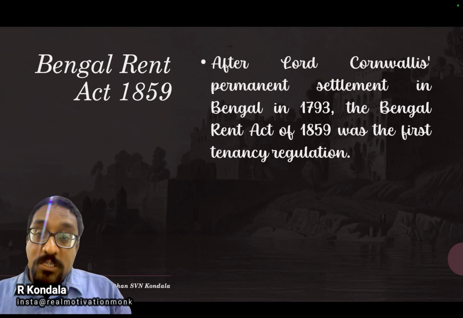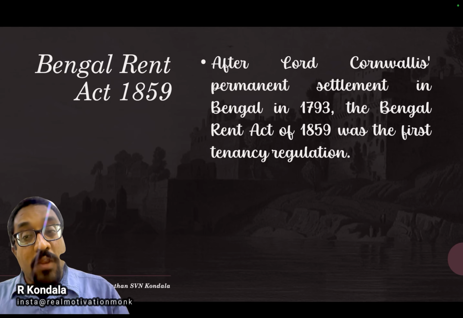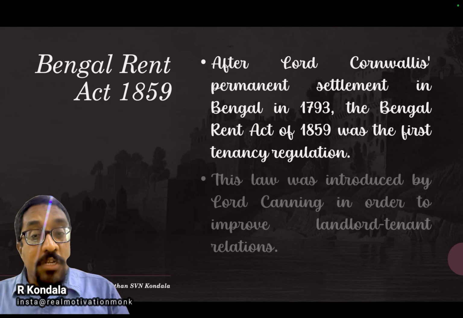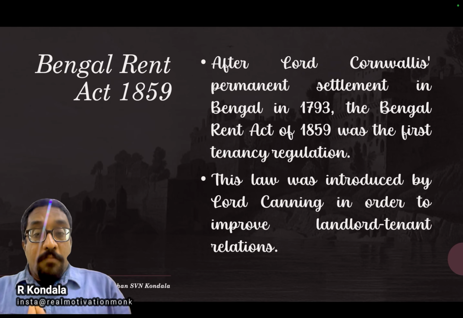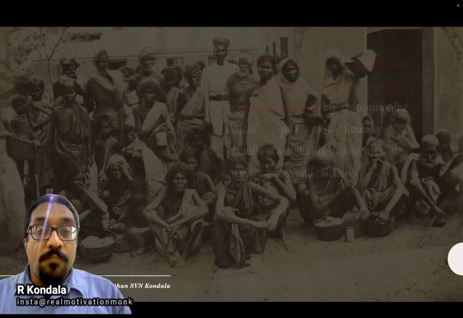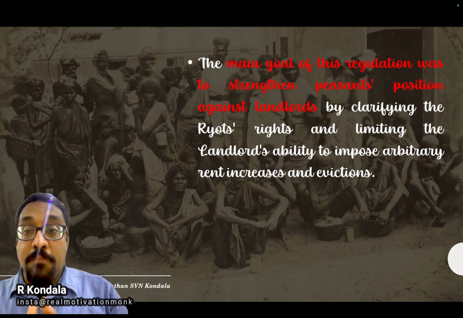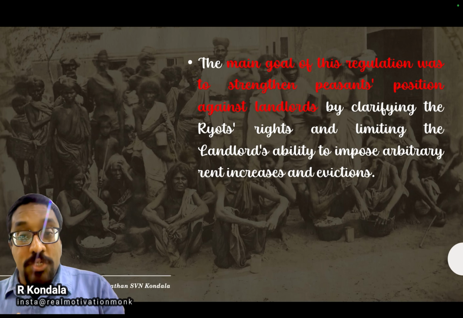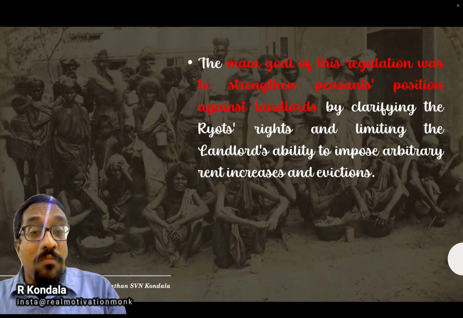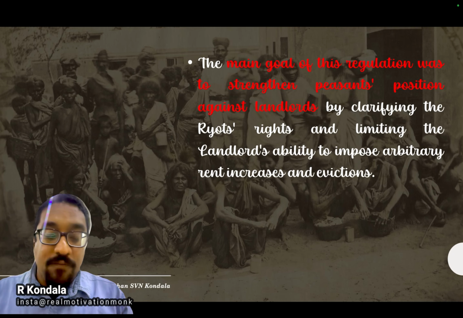And then during Canning's period, the Bengal Tenancy Act or the Bengal Rent Act 1859 was also introduced. This was the first tenancy regulation in Bengal. The law was introduced mainly to improve the landlord-tenant relationships in Bengal. Bengal had very strained relationships. The main goal of this regulation was to strengthen the tenant-peasant position against landlords by clarifying their rights and limiting the landlord's ability to arbitrarily increase rents and evictions.